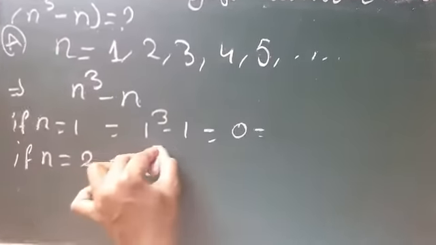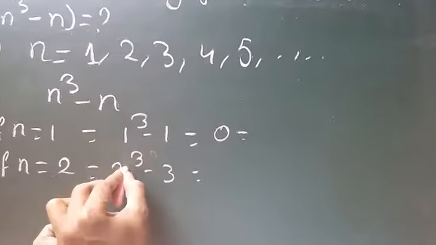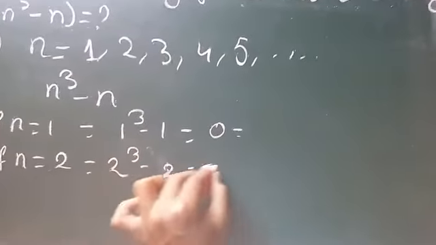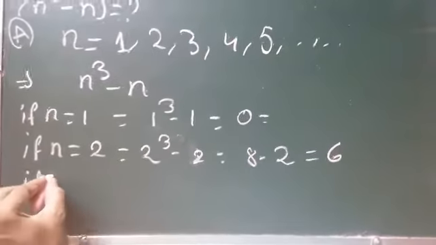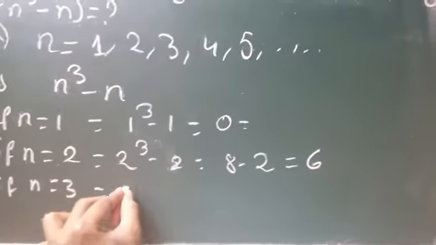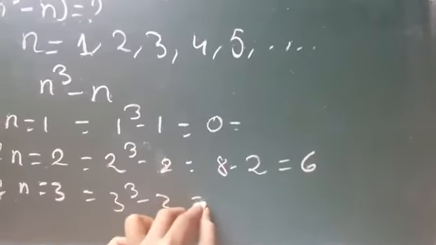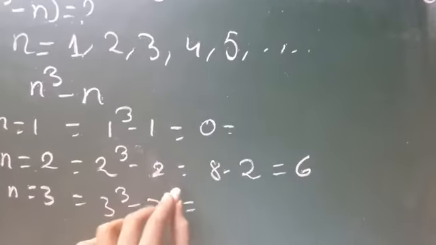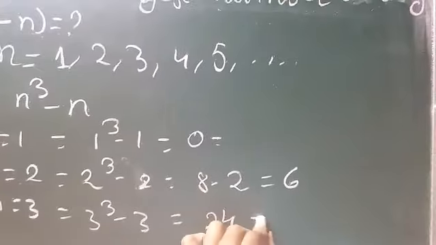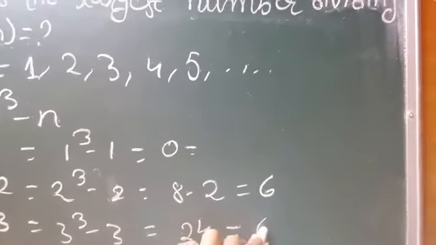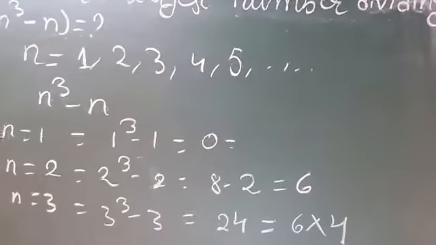Substitute in this, 2 cube minus 2. 2 2s are 4, 4 2s are 8. 8 minus 2, 6. Next, if n equal to 3, 3 cube minus 3. 3 3s are 9, 9 3s are 27. 27 minus 3, 24. 24 can be written as 6 into 4.